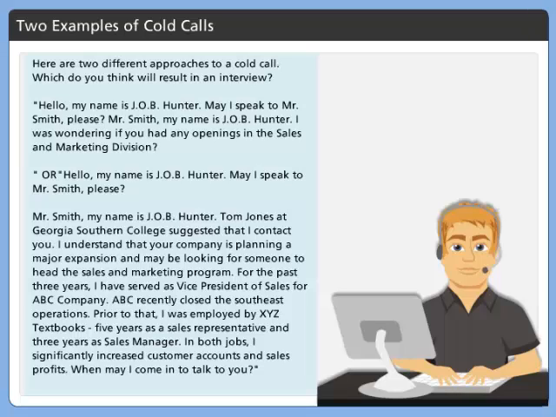and marketing program. For the past 3 years, I have served as Vice President of Sales for ABC Company. ABC recently closed the Southeast operations. Prior to that, I was employed by XYZ Textbooks, 5 years as a sales representative and 3 years as a sales manager. In both jobs, I significantly increased customer accounts and sales profits. When may I come in and talk to you?